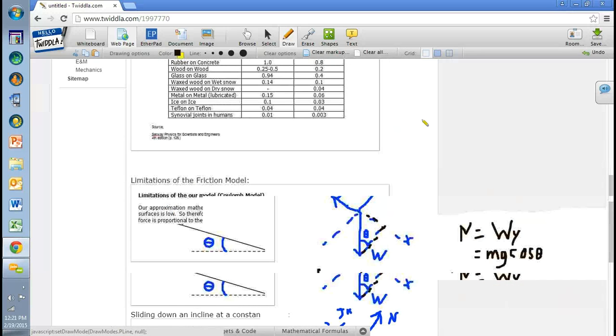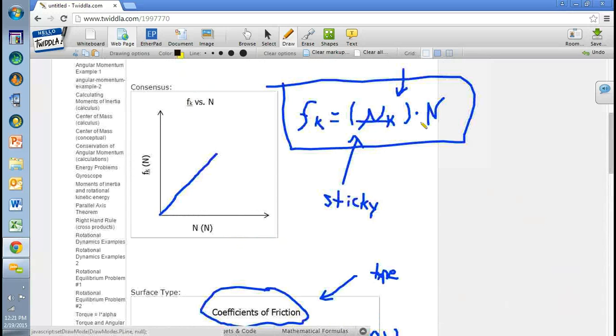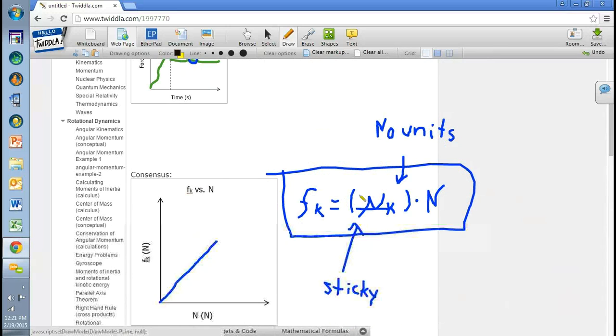Now what I want you to do is compare that number to your slope when you plotted FK versus the normal. So compare the tangent of that angle to what your slope is. How do they compare? Are they close? Pretty close, right? That's because you pulled it along the metal ramp, and then you used the same metal ramp to slide it down.